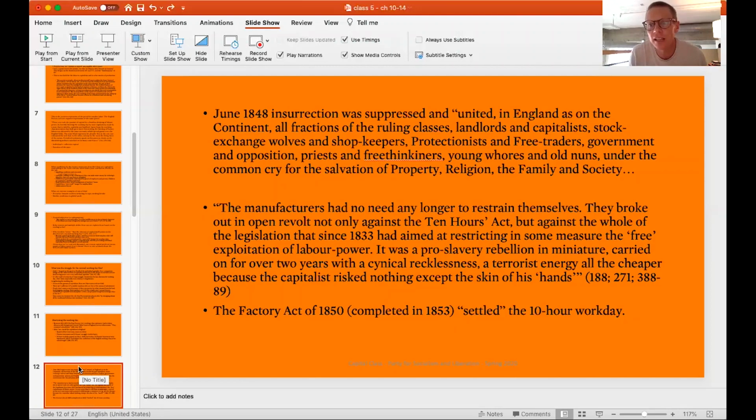Marx calls it a pro-slavery rebellion, where the manufacturers no longer restrained themselves, right? They broke out in open revolt against the whole of legislation since 1833. It was a pro-slavery rebellion in miniature, carried on for over 2 years with a cynical recklessness, a terrorist energy, all the cheaper because the capitalist risked nothing except the skin of his hands. And of course, the skin of his hands is his workers. Right. The Factory Act of 1850, completed in 1853, more or less settled the 10-hour day.